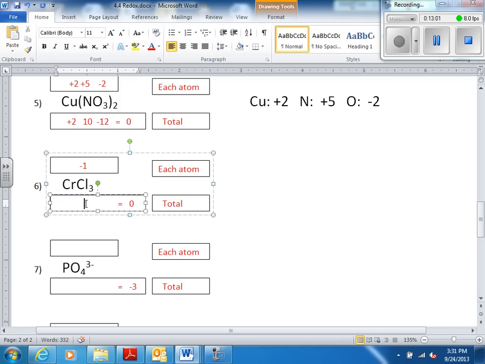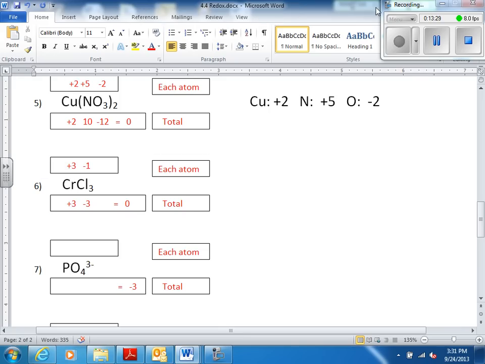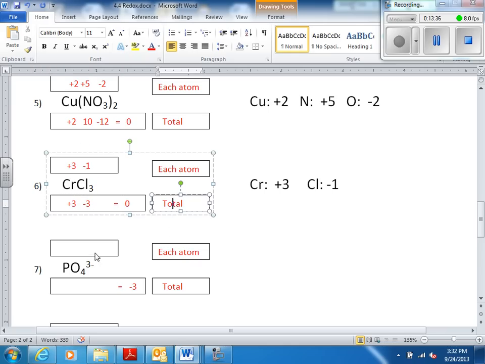The total on the chlorines has to be -3, which means that the total chromium, since we have to add up to 0, has to be +3. And I only have 1 chromium, so each chromium has to be +3. There you go. Remember, you put the amount for each atom, not for the totals.